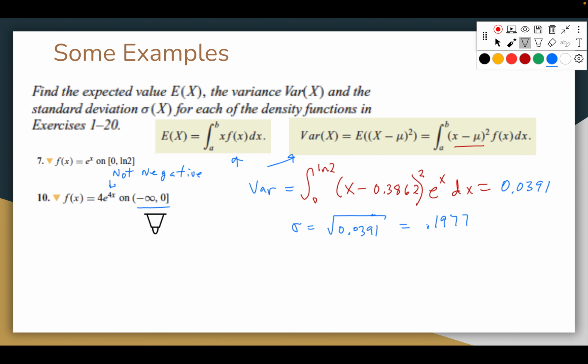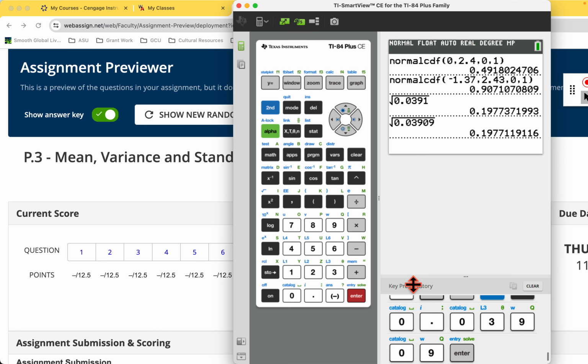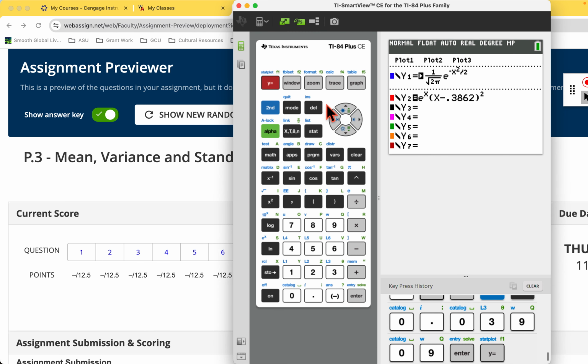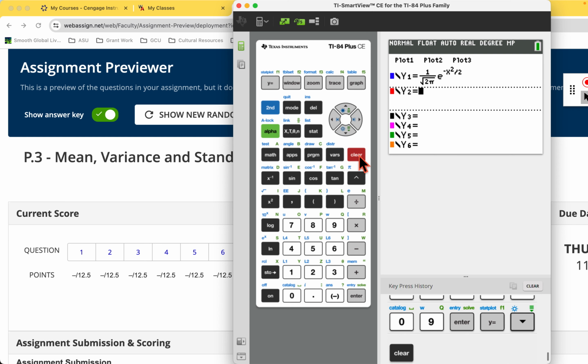So how do we do that, right? So let's just kind of walk through this. We're going to do it all with technology. 4e to the 4x, going from negative infinity to 0. Again, just go back to our graphing tool. We're going to get this guy out of there. You could prove to yourself that it's a probability distribution, which it is. Again, you could graph it just with the function, go from negative infinity to 0. You'll see it's all equal to 1.